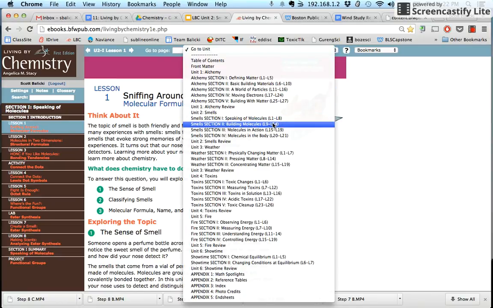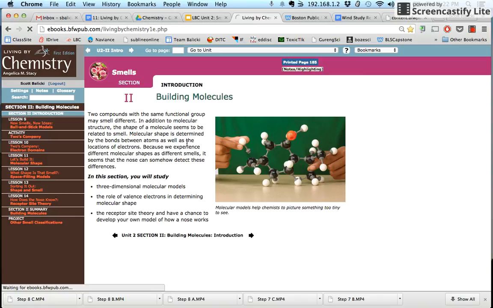Then if we move on to the building molecules section, in lesson 9, students learn about ball and stick models. In lesson 10, students learn about electron domains as either lone pairs or bonded domains and how that can contribute to the overall shape of a molecule. They build some molecules and learn about certain shapes or VSEPR geometries in lesson 11.